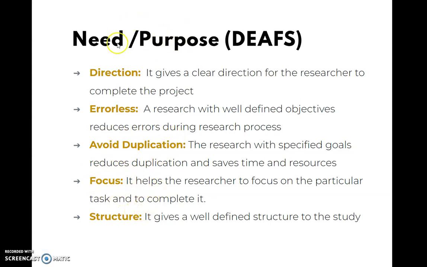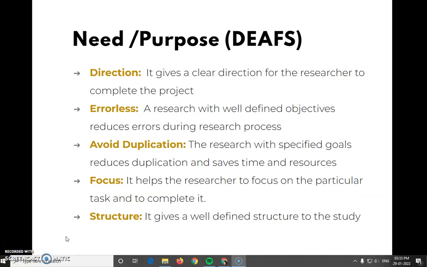So the need or purpose of the objectives: it gives direction to the study. With a clear written objective, the research can be directed in a clear way, so there won't be any interruptions or diversion while doing the research. Next one is errorless. A well defined objective will reduce the errors or bias during the research process.